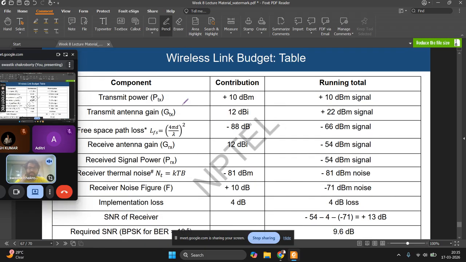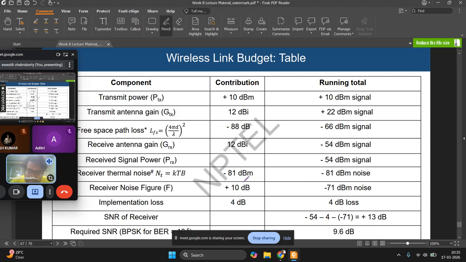You take another example. Here you have 10 dBm. There is a gain of 12 dB at the antenna. So you have 22 dBm. Now the path loss is 88. So you have minus 66 dBm. Then there is a 12 dB gain at the receiver antenna. You have minus 54 dBm signal. So your minus 54 is your receive signal. Now this receive signal will suffer an implementation loss. So you will have finally minus 58.